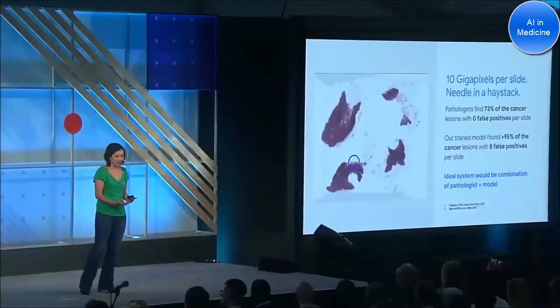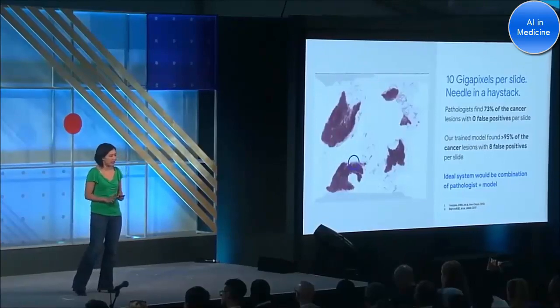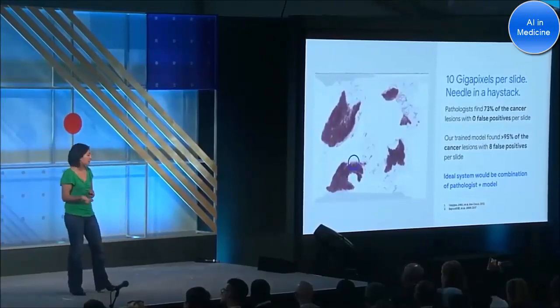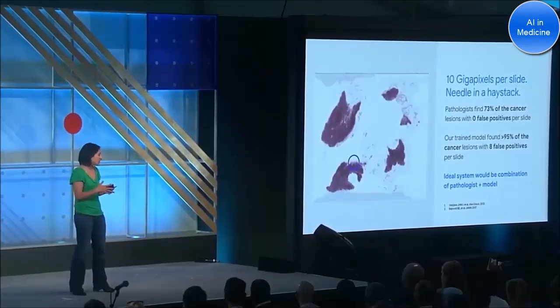The interesting thing is that pathologists can find 73% of the cancers if they spend all their time looking through it, with 0 false positives per slide. So we trained a model that can help with this task. It finds about 95% of the cancer lesions, and it has 8 false positives per slide. So clearly an ideal system is one that is very sensitive, using the model, but also quite specific, relying on the pathologist to look over the false positives and call them false positives.